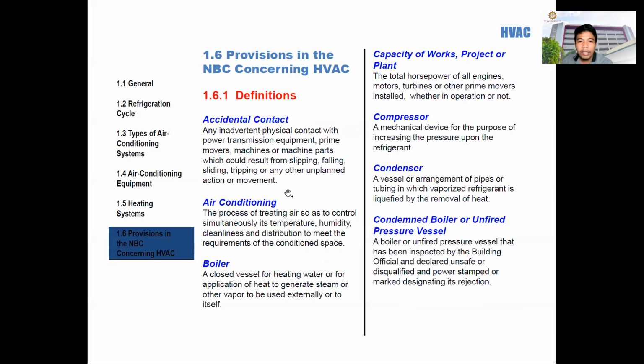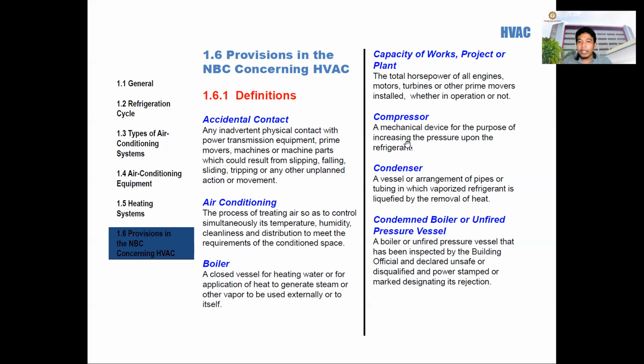And then you have air conditioning. So this is the process of treating air so as to control simultaneously its temperature, humidity, cleanliness, and distribution to meet the requirements of the conditioned space. And then boiler, a closed vessel for heating water or for application of heat to generate steam or other vapor to be used externally or to itself. Then we also have a capacity of work project or plant, the total horsepower of all engines, motors, turbines, and other prime movers installed whether in operation or not.